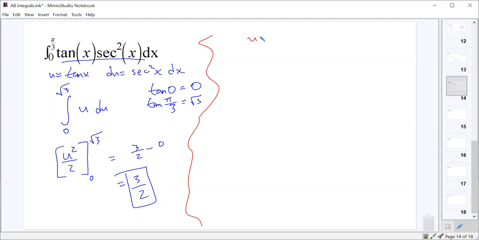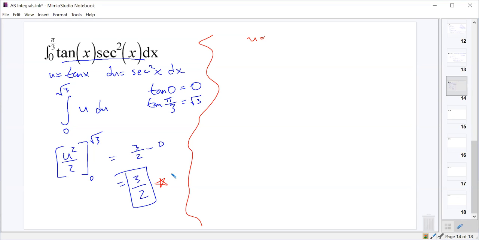Anybody see a different u substitution that we want to try to use for this one? This is a good answer. I got no problem with this answer. It's a correct answer, but it's not the only way we could have done this. What else could we have used as our u sub? We could use cosine x, by rewriting tangent.